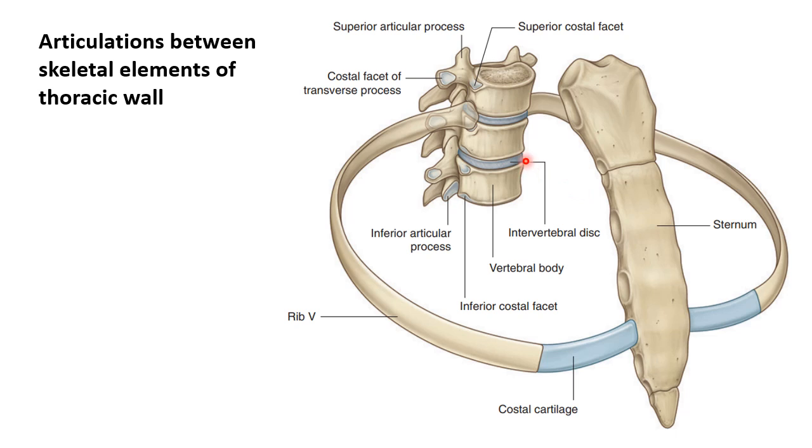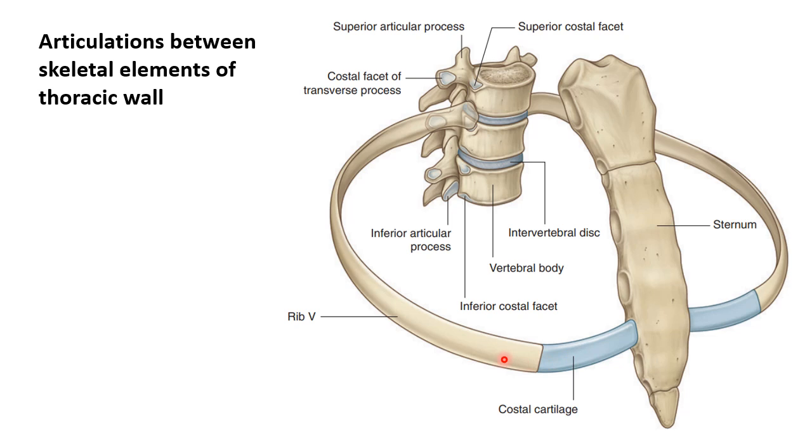This shows the articulations of the skeletal elements of the thoracic cage. As we can see here, the head of the rib is articulating with the corresponding vertebra. This is the fifth rib. So it articulates with the fifth thoracic vertebra and the vertebra above, which is the fourth thoracic vertebra, and also has articulation with the transverse process through the tubercle.